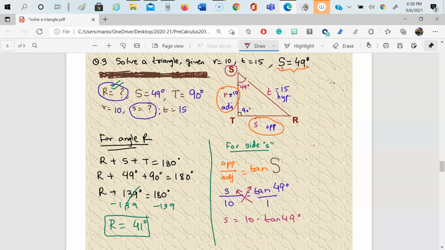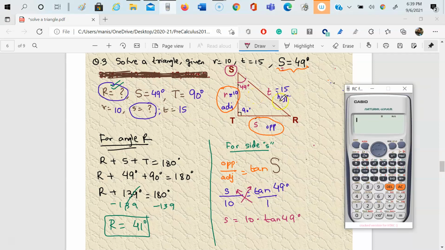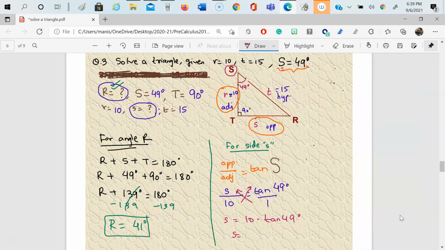So don't be confused with the lowercase and uppercase letters when they look the same. It looks the same when I'm writing. Side is always a lowercase letter. So I have to do this part, 10 times tangent of what? 49 degree. So what is my answer? 11.50. 11.5 is the same thing. So S is, let me rewrite my letter over here, S is equal to 11.50, and this is my answer. So what happened is I got my value of side S, check, I got my answer over here.